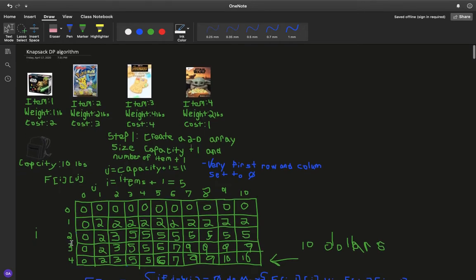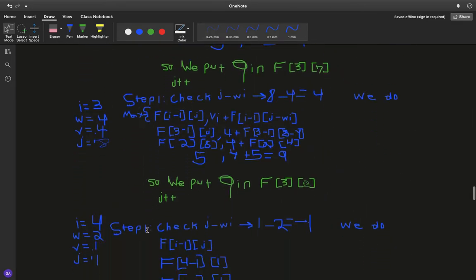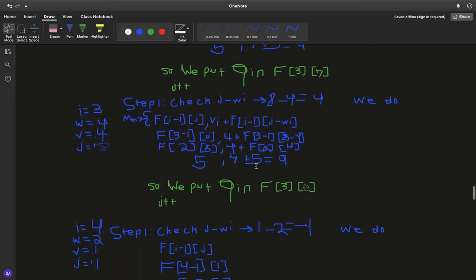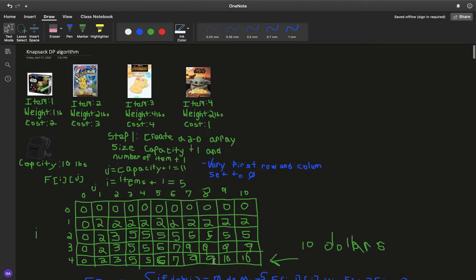So f sub 2 of 8 is 5 and f sub 2 of 4 is 5. So they're both going to be 5. So we do 4 plus 5 equals 9, and 9 is greater than 5. Then we choose the max value between these two, which is 9. So we put 9 in f sub 3 of 8.